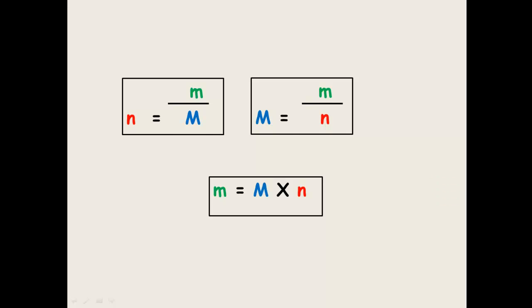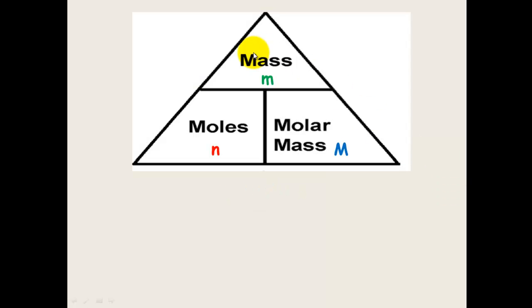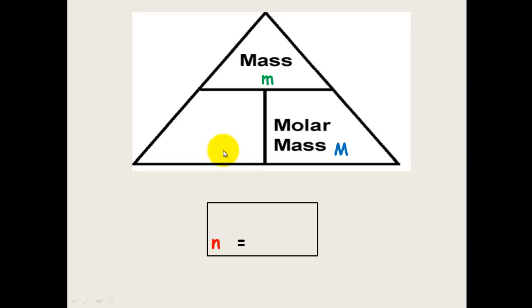Now the easiest way to remember it is if you put these into a triangle. If you haven't done this, this is a great way of figuring out how to rearrange your formulas. So moles at the bottom, mass at the top, molar mass on the other side here. So now if you want to solve for what n equals, cover up the number of moles here and you'll see that it equals little m on big M.